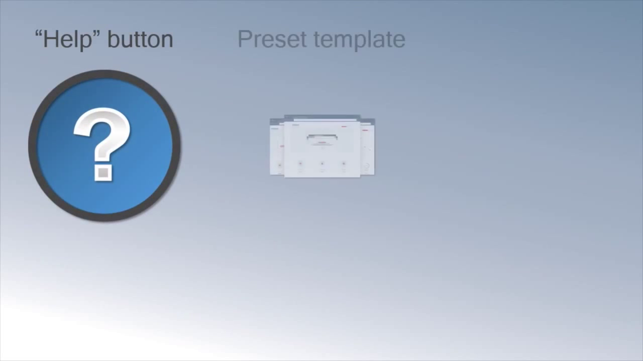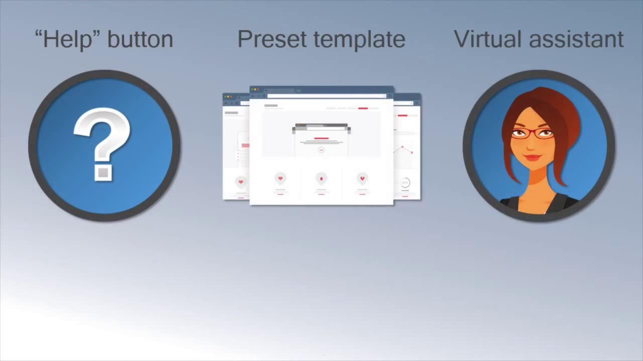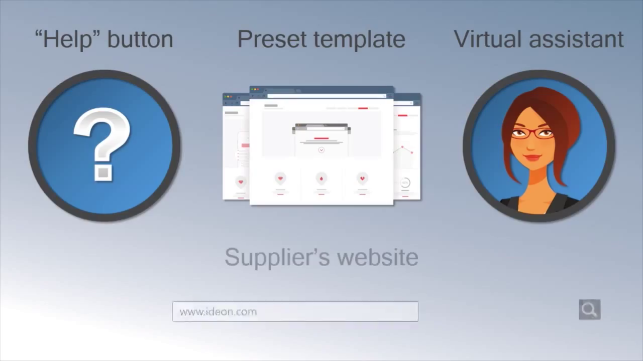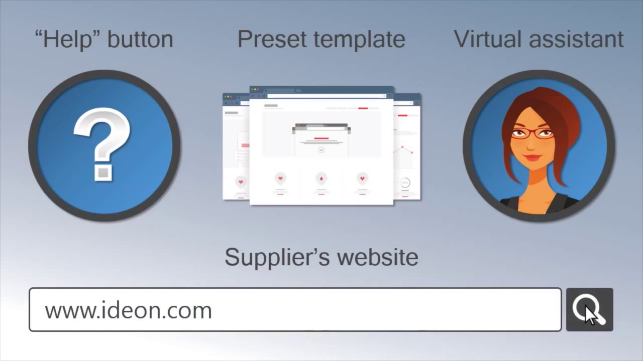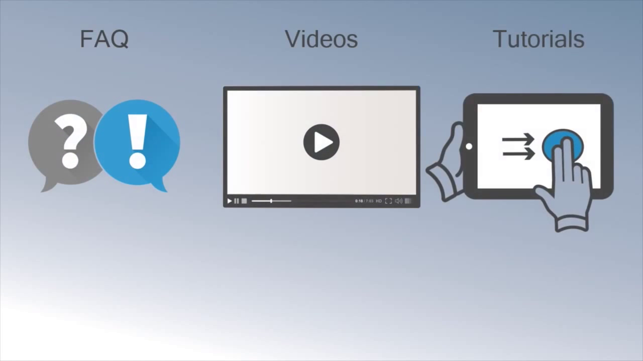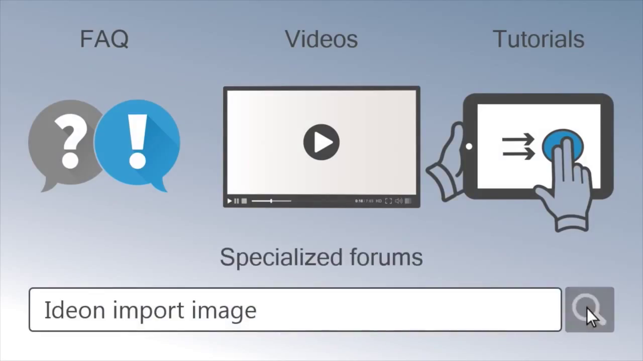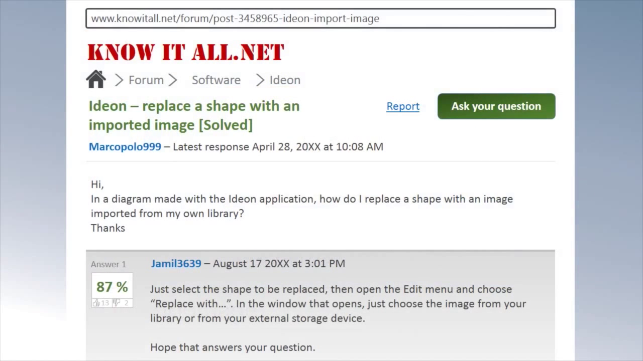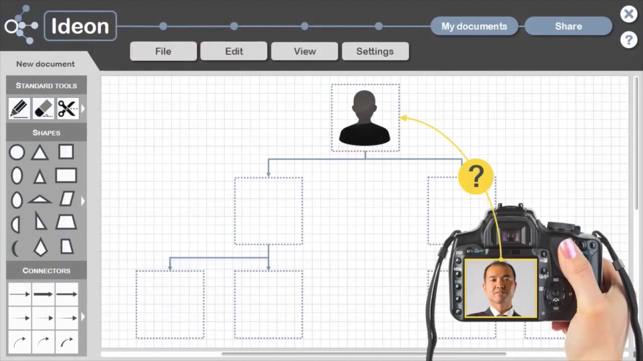The application you are exploring may offer a help button, preset templates, or a virtual assistant. But these are not your only allies. You will undoubtedly find answers to your questions on the supplier's website, where you may find frequently asked questions, explanatory videos, or tutorials designed to facilitate your learning. You can also find advice from specialized forums, where other users have probably asked the same questions as you and have received answers that might help you. Let's summarize step 4. If you hit an obstacle, don't avoid it. Find a way to overcome it.